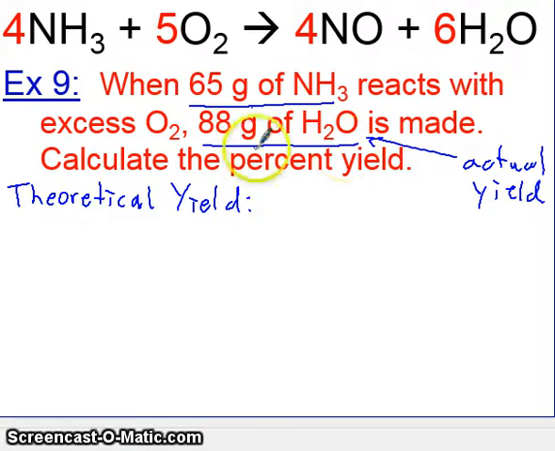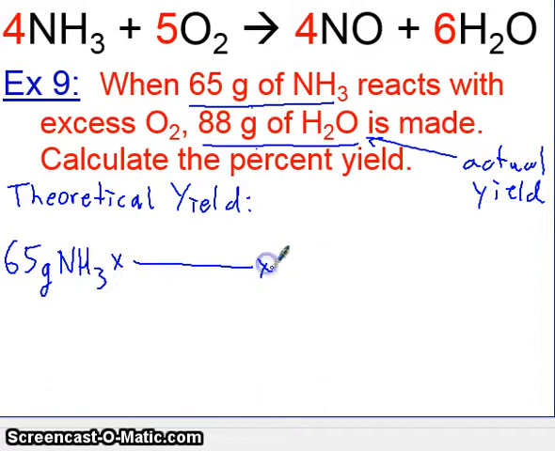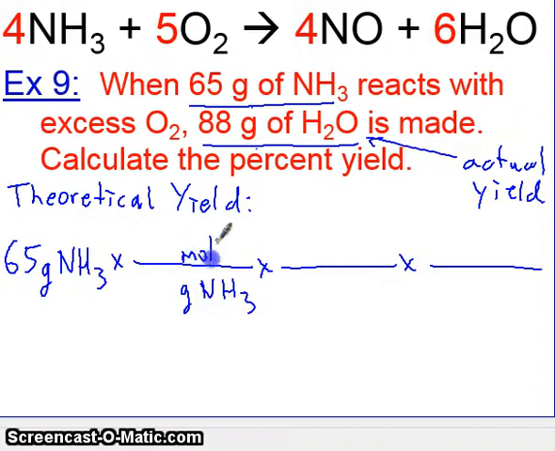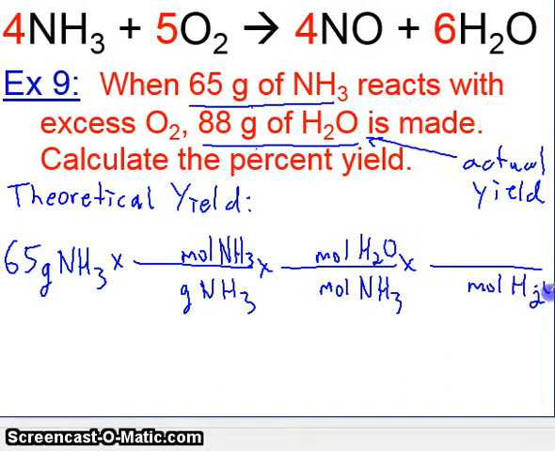So this is a grams to grams conversion, which means we have episode 3. It'll require 3 steps. So let's go to it. We have 65 grams of NH3. Remember, a 3-step conversion problem involves going first from grams of NH3 to moles of NH3. Then we go from moles of NH3 to moles of our desired product, which is H2O in this case. And then finally we go from moles of H2O to grams of H2O.